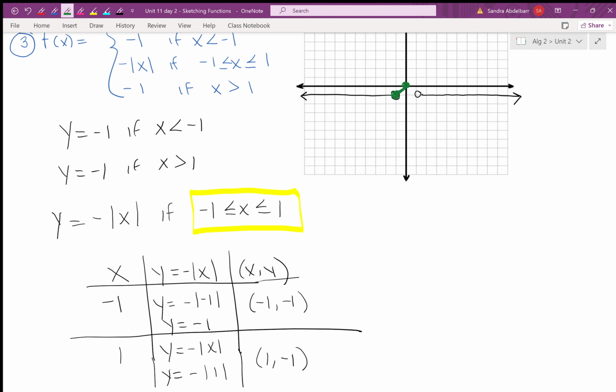And then the other point is 1, -1. Well, the other point, over 1, down 1, again, aren't we right on that open circle? But this one is a closed circle because it's less than or equal to. So what do we know? A closed circle trumps an open circle. So close it. And there's our graph.